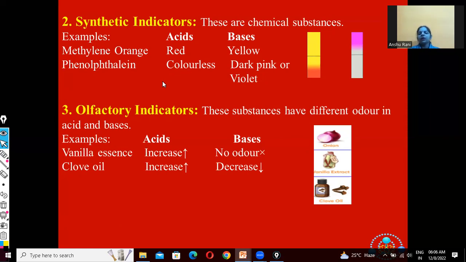Then we have olfactory indicators. Olfactory indicators give different smells in acidic and basic mediums. But olfactory indicators are not always reliable. Sometimes they give reliable results. At other times, when they are not used properly, they give different smells which are not expected. In the case of vanilla essence, in acids its smell increases or is retained. In clove oil also its smell is retained, but in bases its smell decreases. This is true for both vanilla and clove oil.